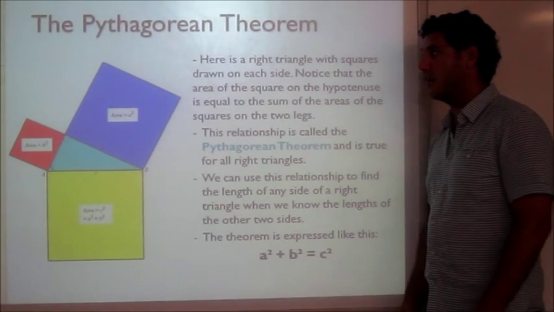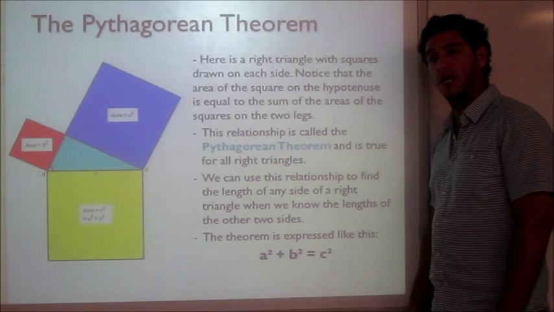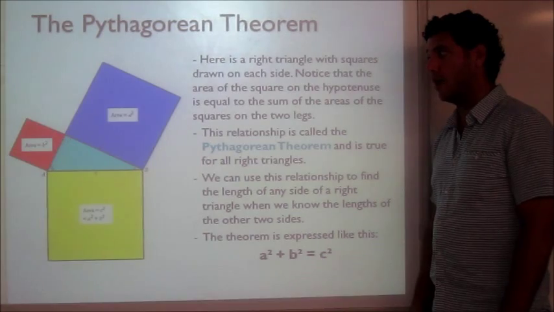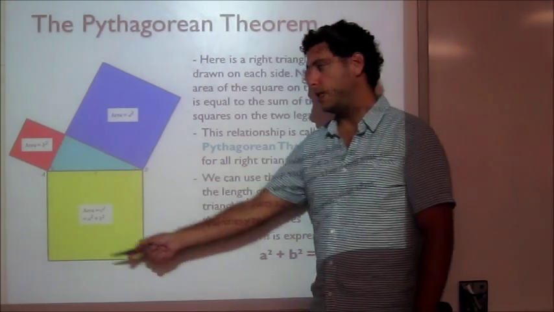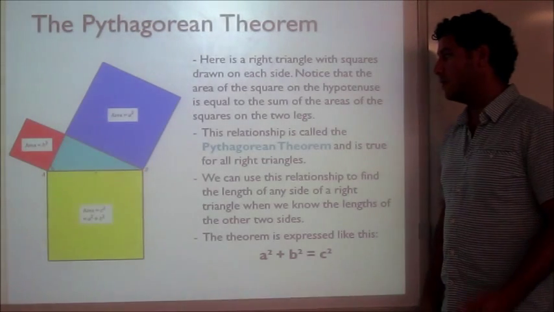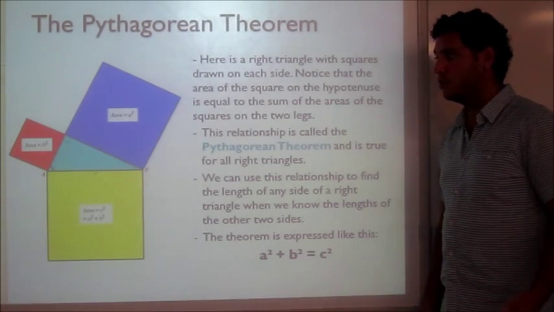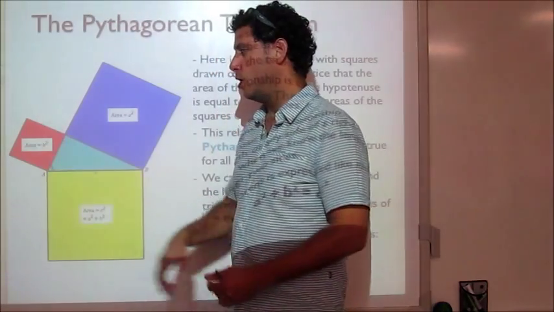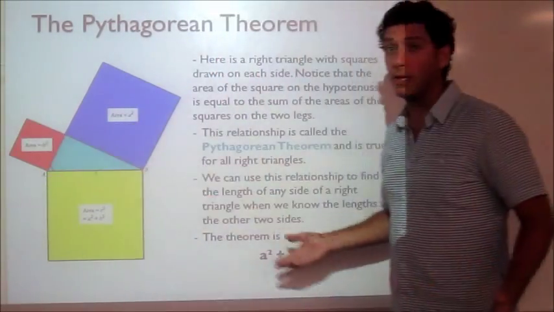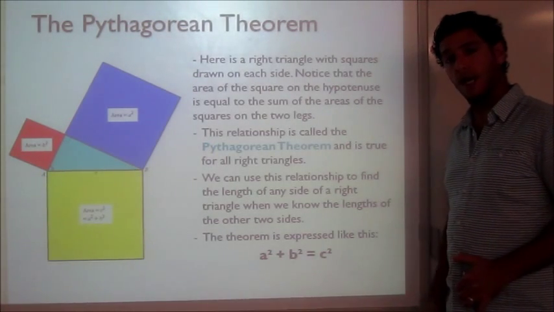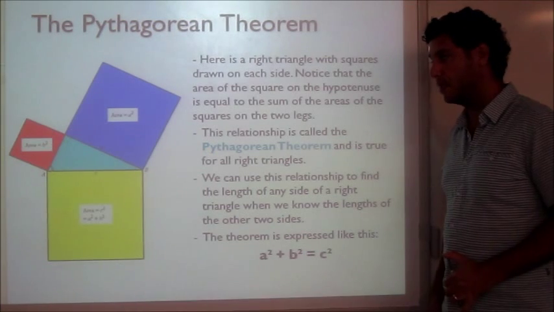Here is a right triangle with squares drawn on each side. Notice that the area of the square on the hypotenuse, which is this yellow one, is equal to the sum of the areas of the squares on the two legs. So this red one and this blue one. Now, this is always true for right triangles, and this relationship is called the Pythagorean Theorem.